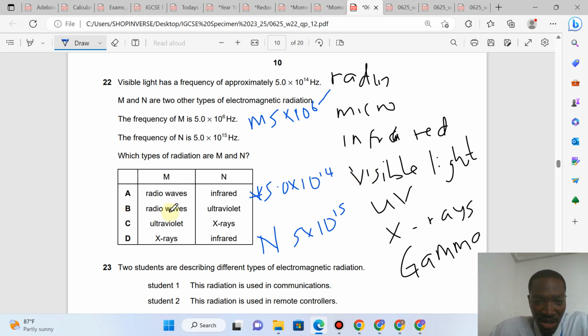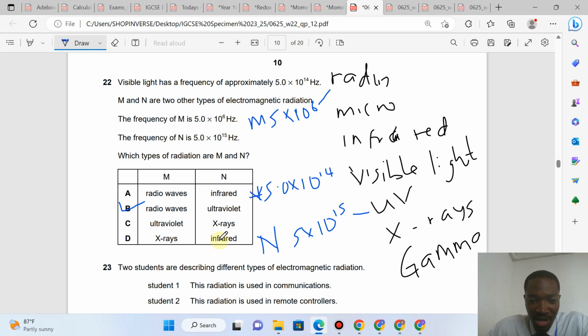Option B says radio waves and infrared rays. Radio waves for M, that's good. What about N? Infrared? No, ultraviolet rather. Ultraviolet, yes, that is very possible. So option B is very possible. Let's look at C. Ultraviolet for M. M cannot be ultraviolet, because ultraviolet must have a frequency higher than the frequency of visible light.